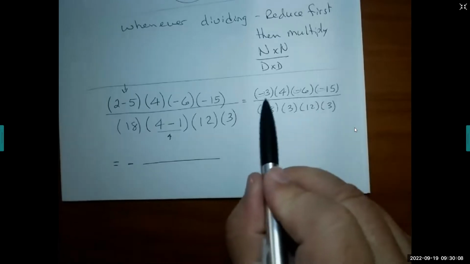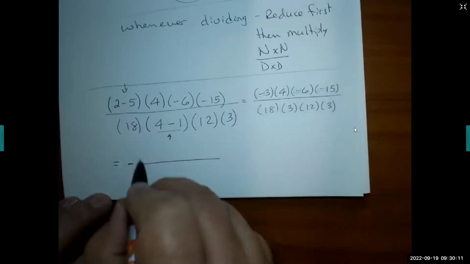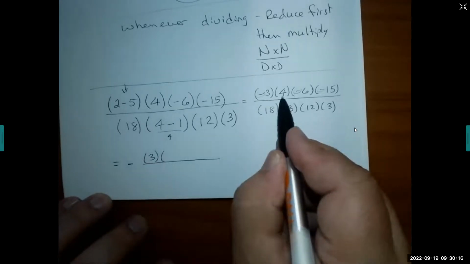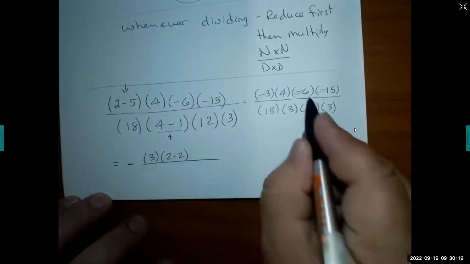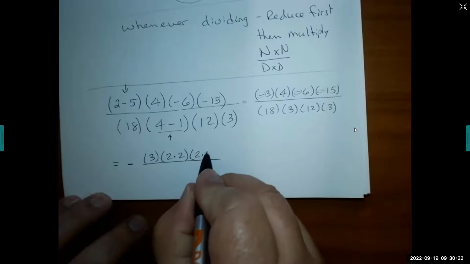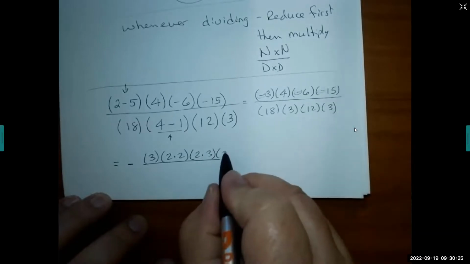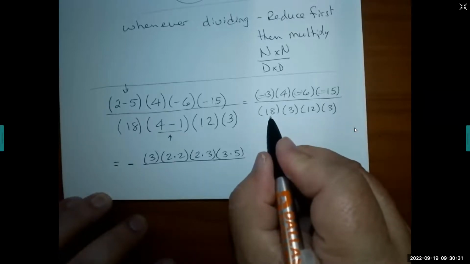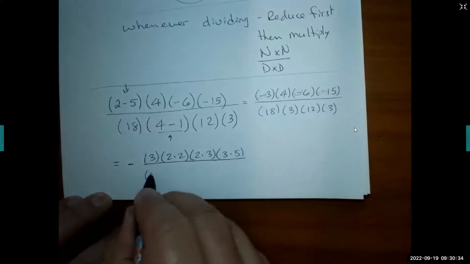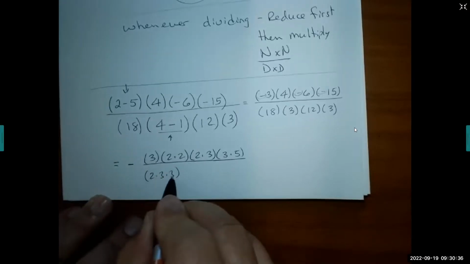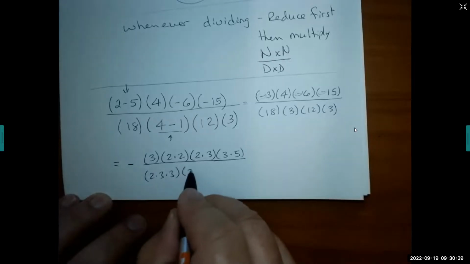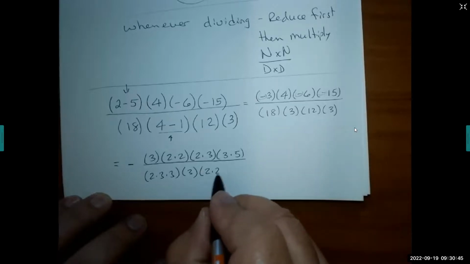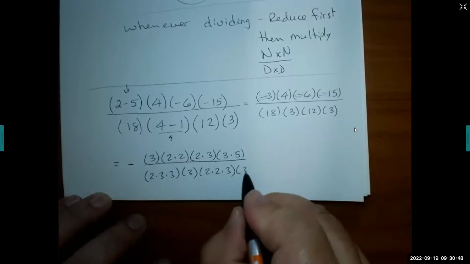So we figure out the sign. So we don't have to worry about the signs anymore. Let's look at these numbers. 3 is a prime number. Can't go any further. What can 4 break down into? 2 and 2. 6 can break down into 2 and 3. And 15? 18? 2 times 3 times 3. 3 times 3 is 9, times 2 is 18. 3 is a prime number. 12. 2 times 2 times 3. And 3.